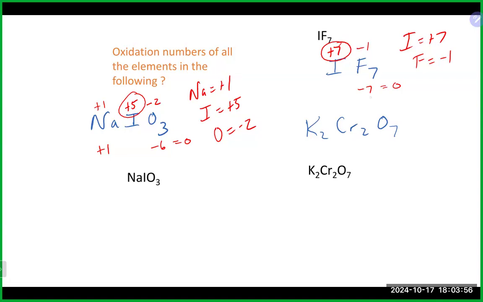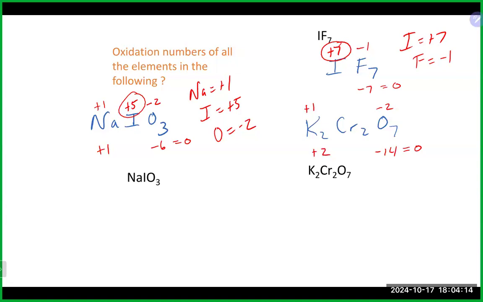Lastly, here, you're going to start with the oxygen on the right. That's going to be a -2. That's going to give me a -14. Once again, this is neutral, so that's going to equal 0 when it's all said and done. You can go to the left. That is potassium, which is +1. There are 2 of them, which gives me a +2.